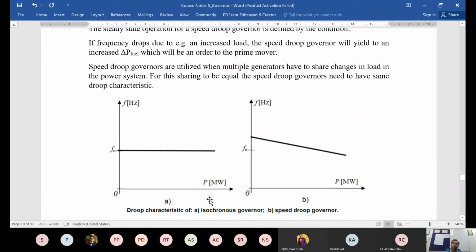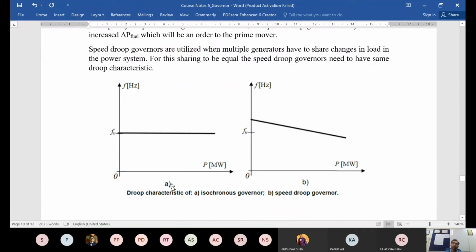So if you compare the droop characteristics of these two governors, as we said, the isochronous governor is like this, just a flat characteristic, irrespective of the power loading, frequency remains constant, whereas the speed droop governor has this type of negative characteristic, negative slope.